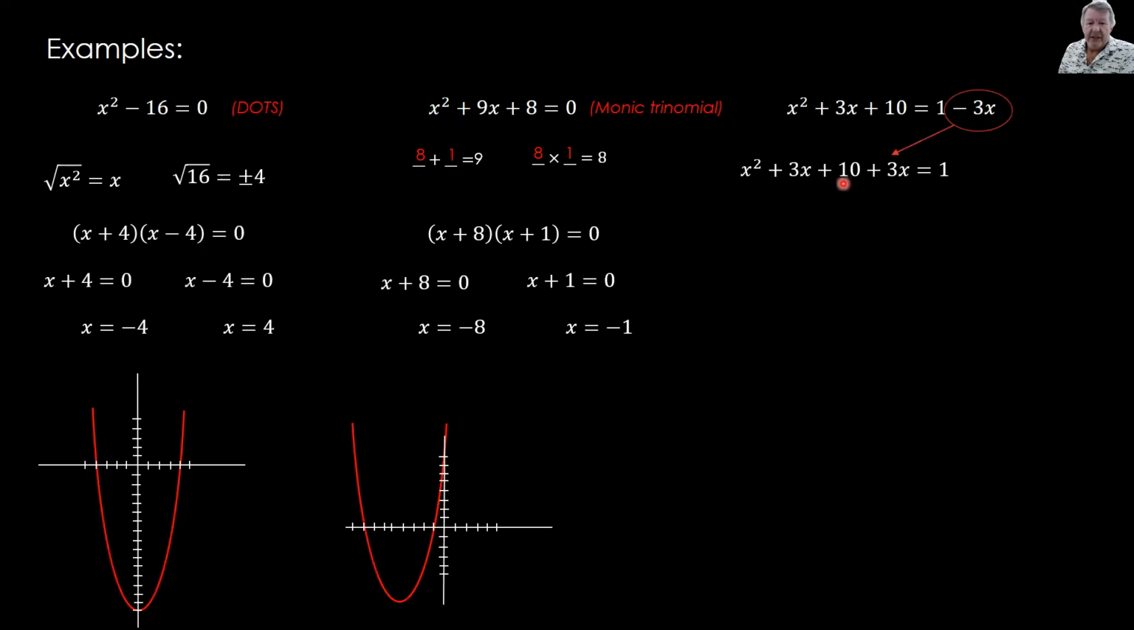Let's simplify that a bit. We've got the 3x there and we've got the 3x here. So 3x and 3x is 6x. So let's rewrite that: x squared plus 6x plus 10 equals 1. Now, of course, we have to shift the 1 over the other side. That's +1 becoming -1, correct? And leaves nothing over there. We can simplify the 10 minus 1, which becomes x squared plus 6x plus 9 equals 0.